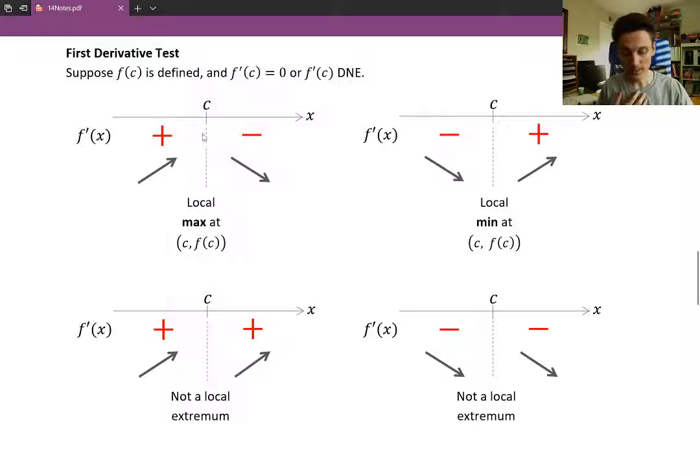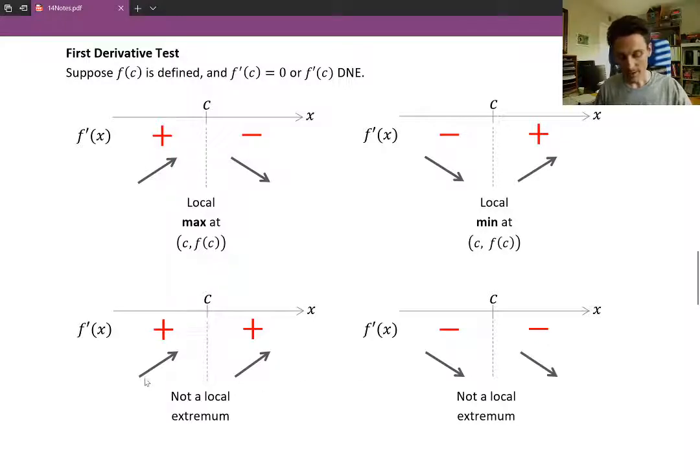So the first possibility is that the graph could be increasing and then decreasing as you go through that point that's at x equals c, in which case you would have a local max right there, as we discussed. Another possibility is that the graph could be decreasing and then increasing, in which case you'd have a local min at that point. But then there are 2 other possibilities.